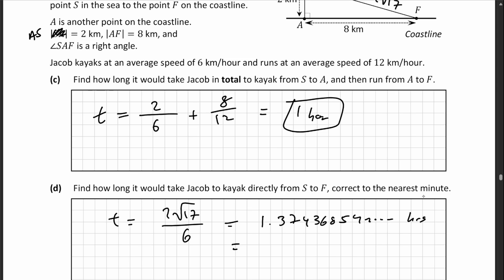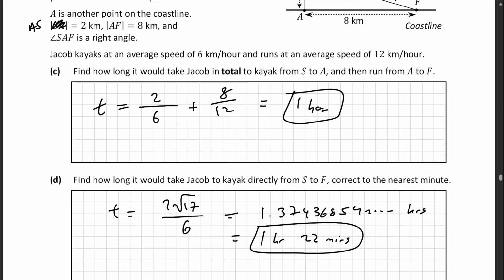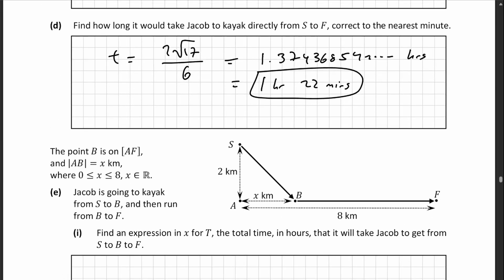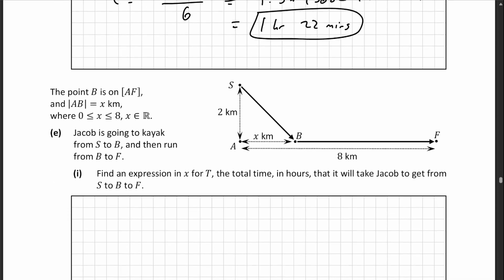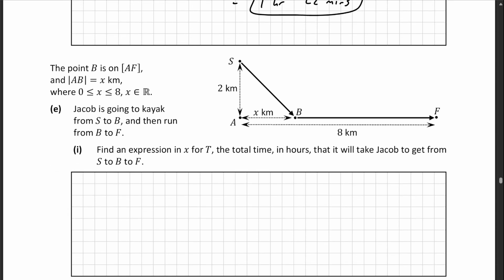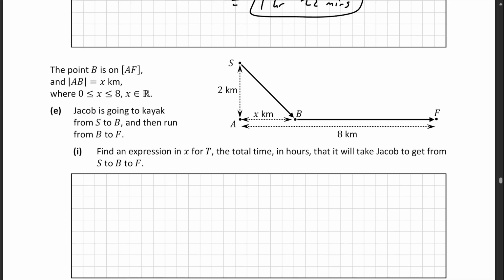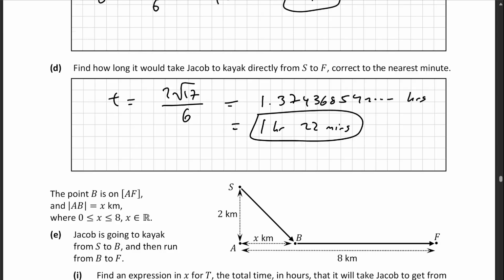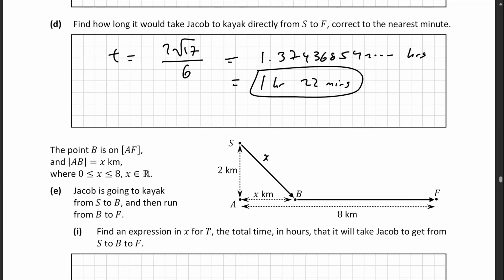If I take the remainder out, it's going to be 1 hour 22 minutes, I'm guessing. Okay, point B is on AF. Jacob's going to kayak from S to F, and classic question: find the expression in x for T, the total time in hours it'll take Jacob to get from S to B to F. Well, here that'll just be the square root of x squared plus 4.